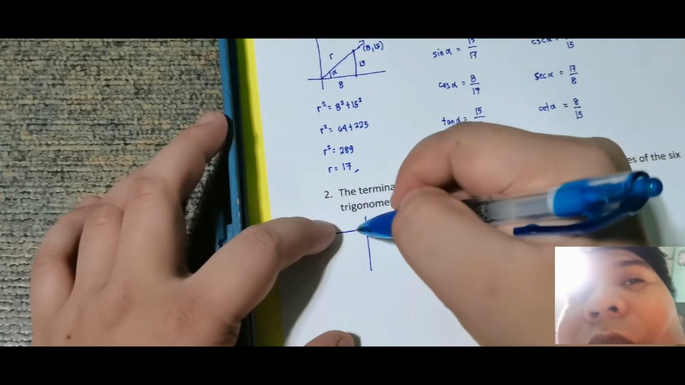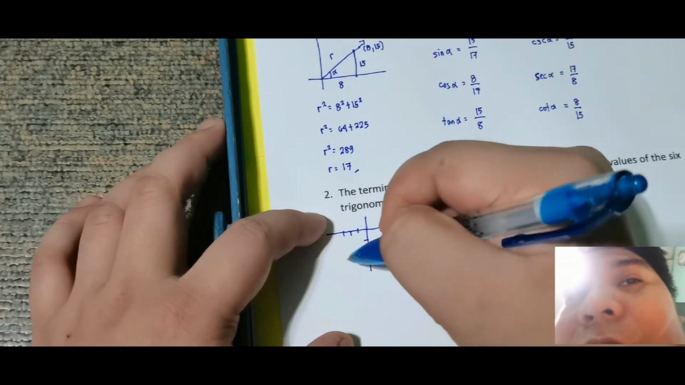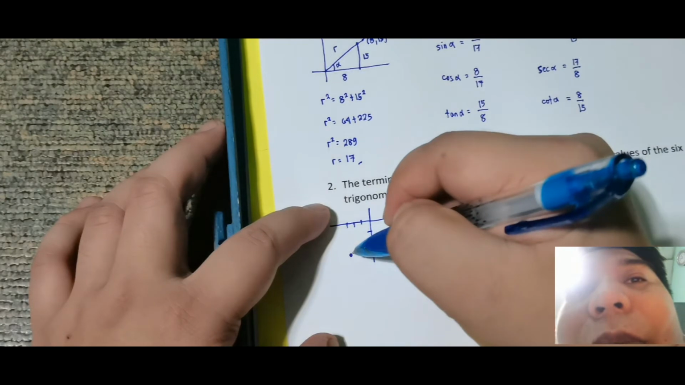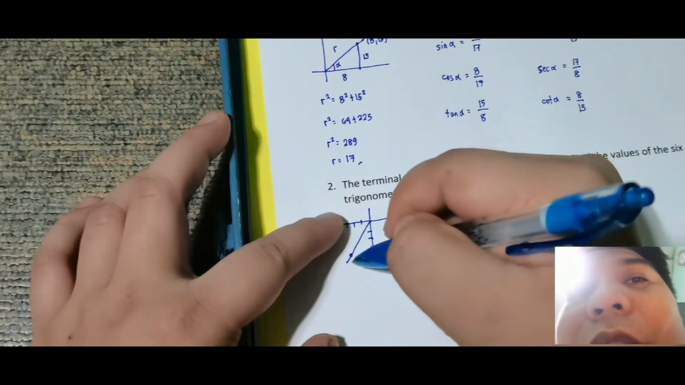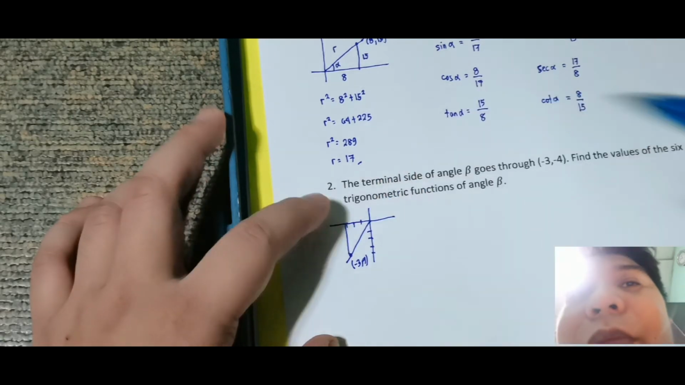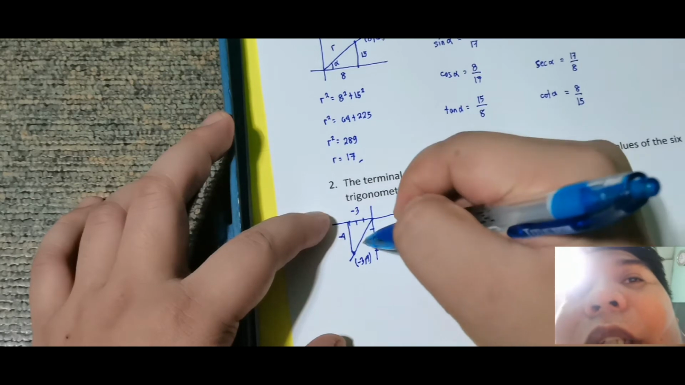Okay, so let's say 1, 2, 3, 1, 2, 3, 4. So, let's say nandito. Okay, so pag nag-drawing ka ng triangle, ganito itsura, syempre. Ito si negative 3, 4. So, ito yung magiging drawing. So, syempre, ito ay negative 3. Ito ay negative 4. Okay, tapos ito yung r.